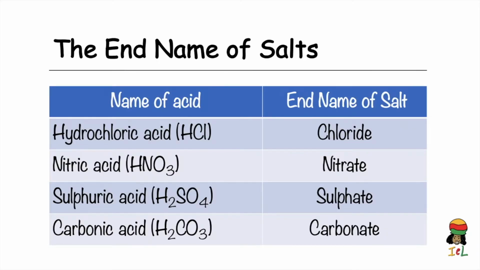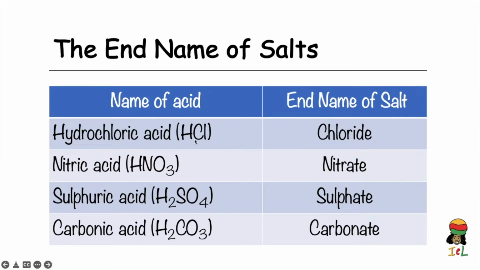Here we have a table showing the end name given to a salt based on the acid from which it was made. So our first one, hydrochloric acid, HCl, forms salts that are called chlorides, nitric acid, HNO3, forms nitrates, sulfuric acid, H2SO4, forms sulfates, and carbonic acid, H2CO3, forms carbonates.